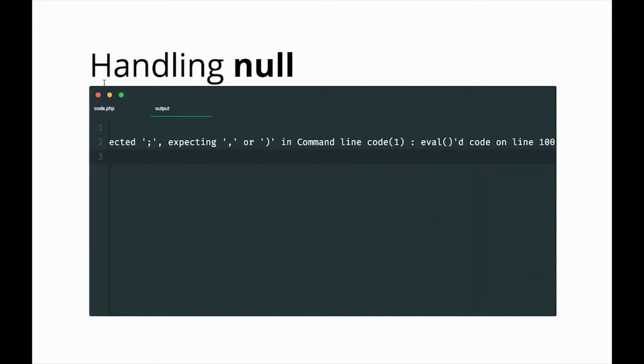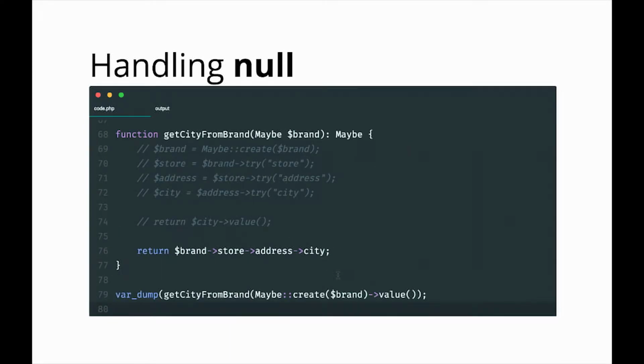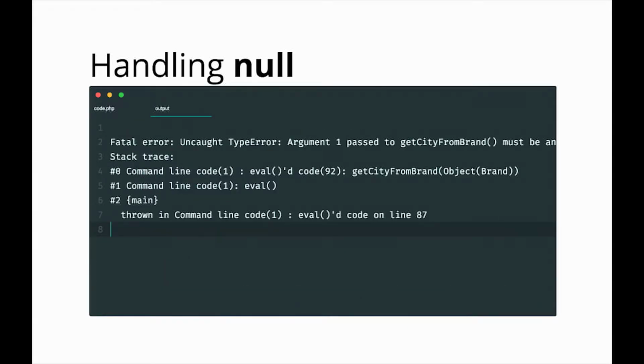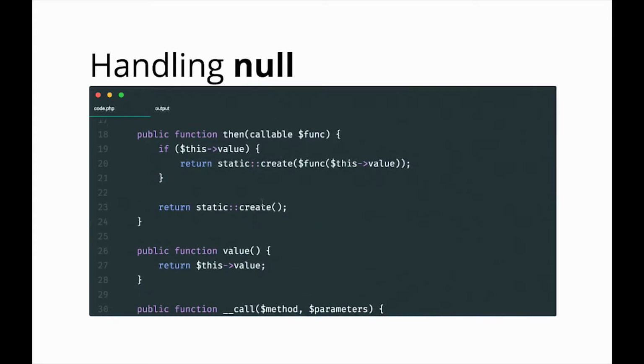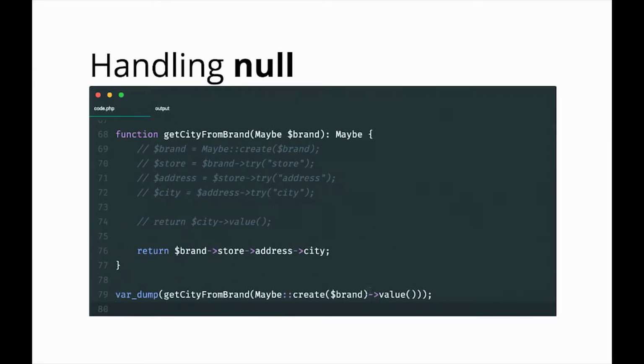No, what have I done? Let's see, can anyone spot what I've done wrong? Like that? Yes. Instance of maybe, instance of brand given. Oh, yes. I see what I'm doing there. OK, we decorate the brand. We pass that to the getCityFromBrand function, and we unwrap the value on the outside.